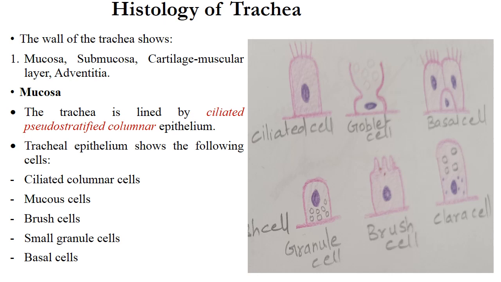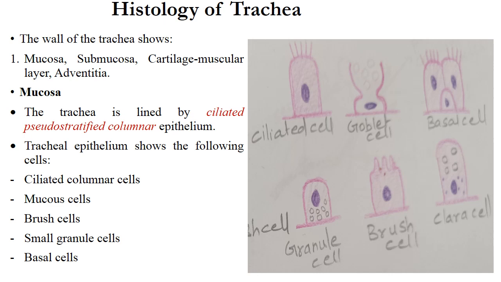The cytoplasm is washed off, and they show a basally placed oval nucleus. Then the third variety of cell is brush cells. These are again columnar cells with blunt microvilli, and they form synapses with sensory nerve endings, and they function as receptor cells. Then the small granule cells are neuroendocrine cells. They stain with metal impregnation like silver, and their granules contain catecholamines.